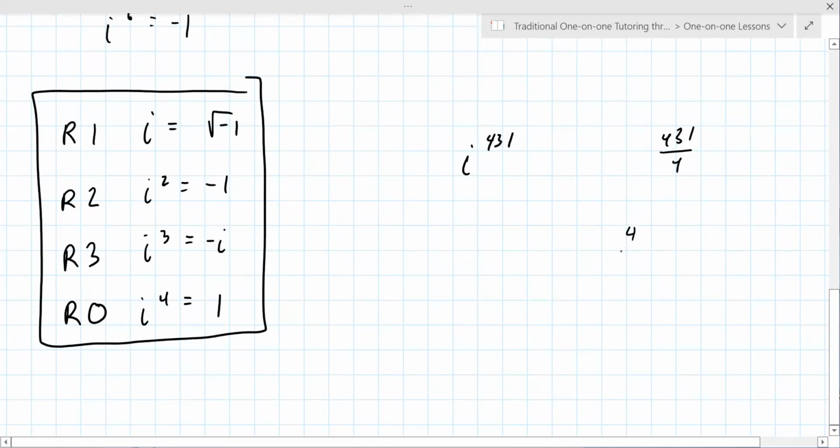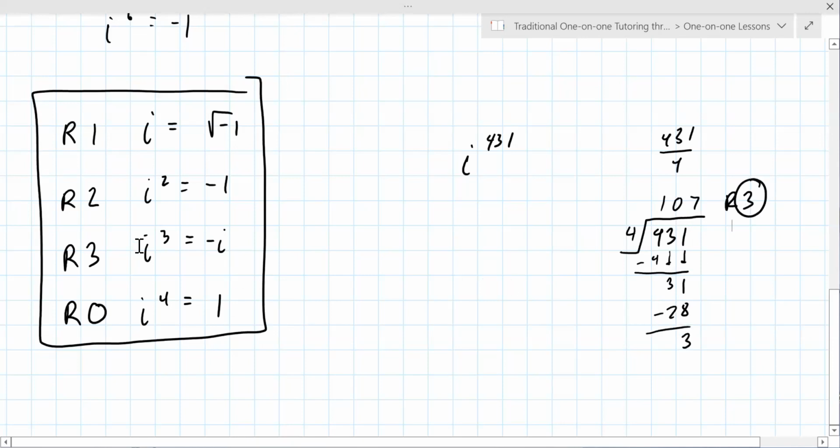This is where if you don't have a calculator, maybe do some long division. It's 1 for the 4, you subtract, bring the 3 down, doesn't go into 3, bring the 1 down. It goes into 31 7 times. 7 times 4 is 28. And so it is a remainder of 3. And that's what you care about. That 3 tells you that it's actually really i cubed, which is -i. This is just one type of problem you might see.